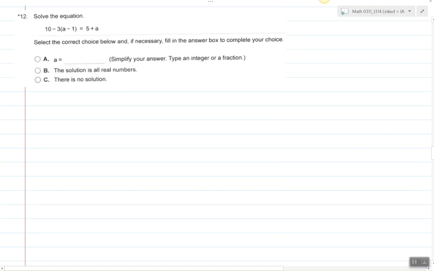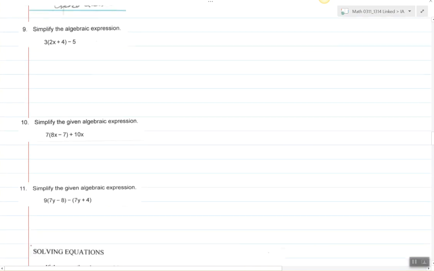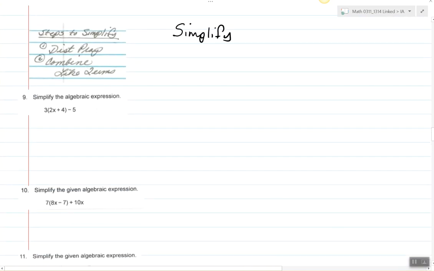Wanted to see about getting some lines on here. All right. When we simplify, there are at most 2 steps, and this is the order. If the distributive property is called for, then I use it. If there are like terms, I do that secondly, combining them.